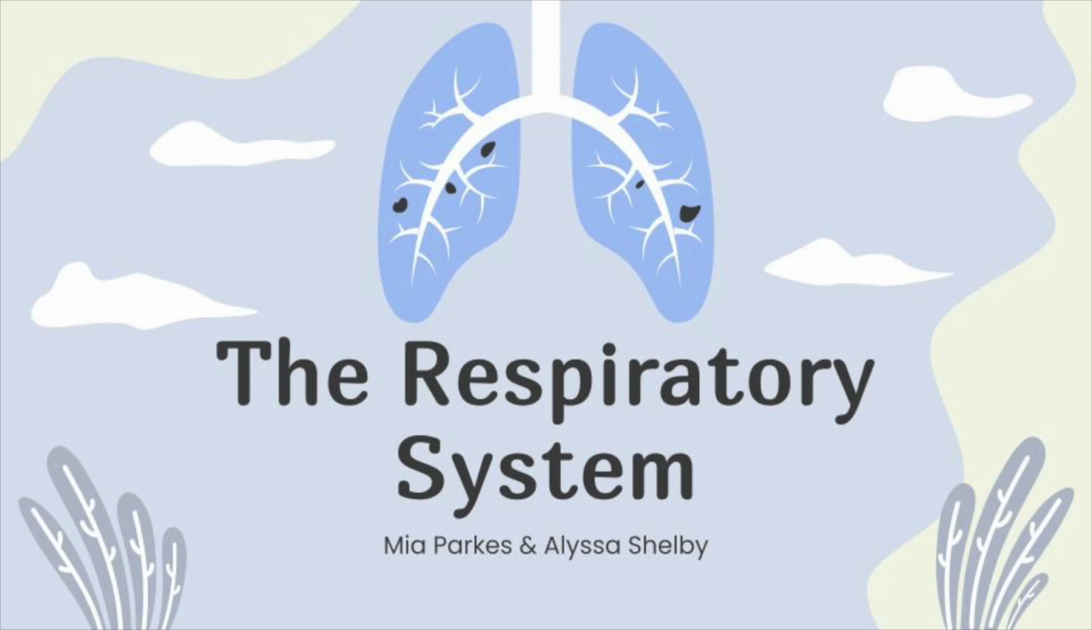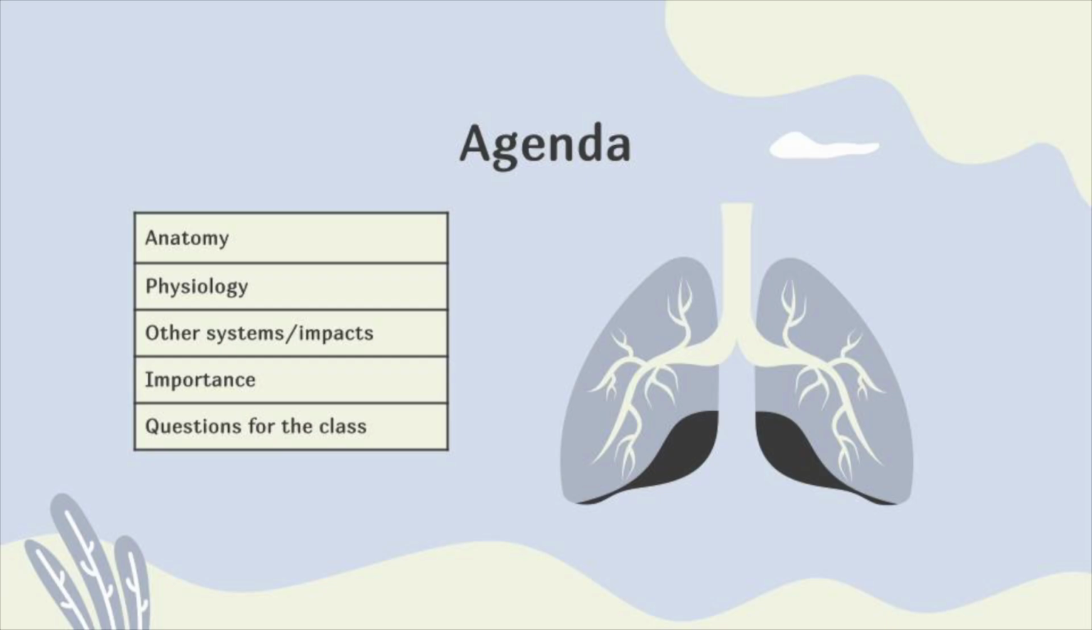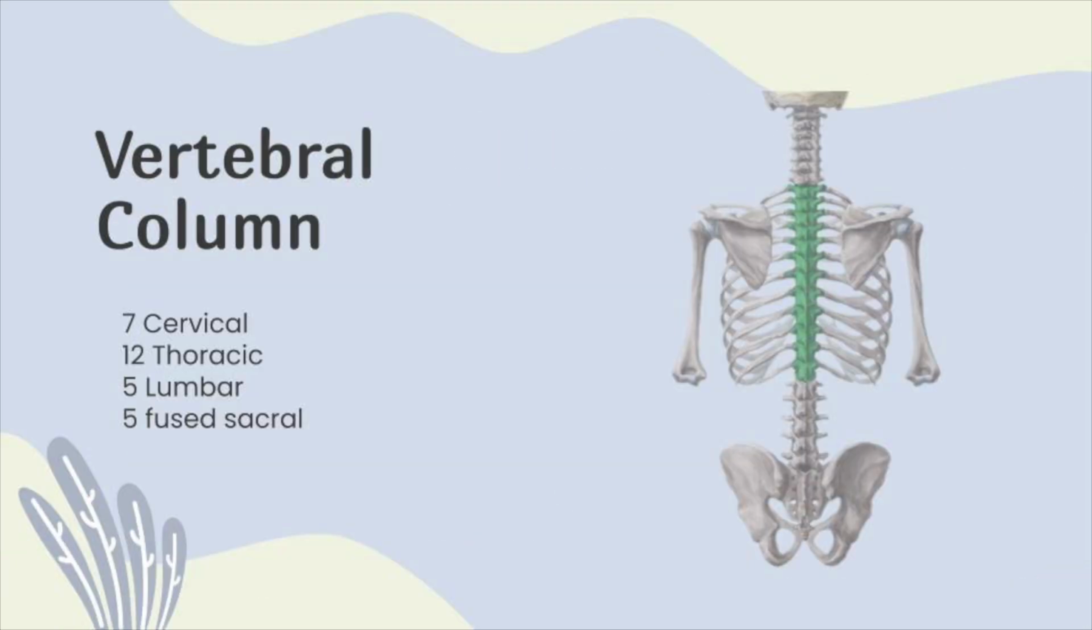Today we'll be covering the anatomy and physiology of the respiratory system, as well as other systems that the respiratory system impacts and the importance of the respiratory system. We have the thoracic vertebrae T1 through T12.